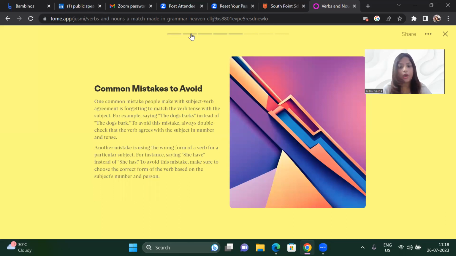Another mistake is using the wrong form of the verb for a particular subject, for instance, saying she have instead of she has. Okay, always, when there is a singular subject, you have to say has. She has taken a nap. She has finished her food. And when the subject is plural, you have to use have. Okay, so always choose the verb based on the subject's name and number. If you check whether the subject is singular or plural, your subject verb agreement can never go wrong.